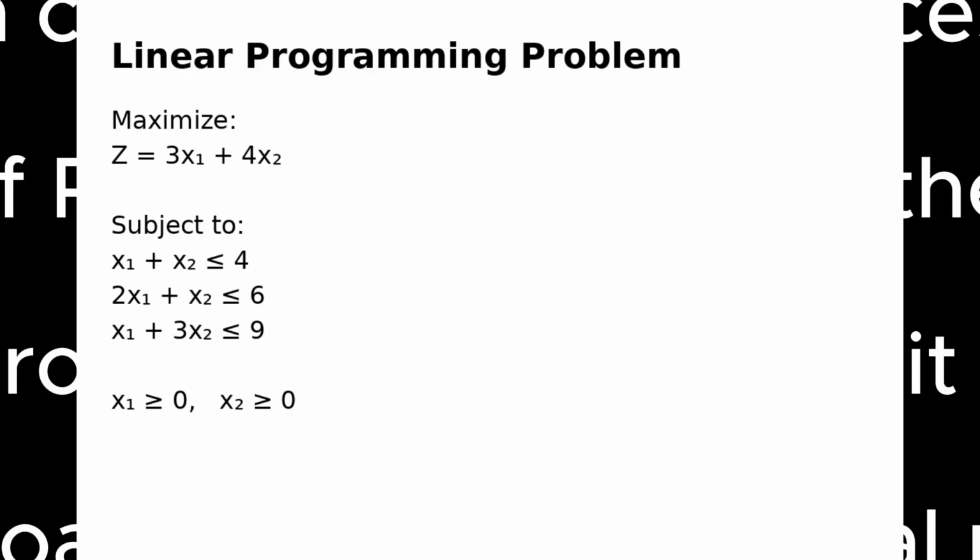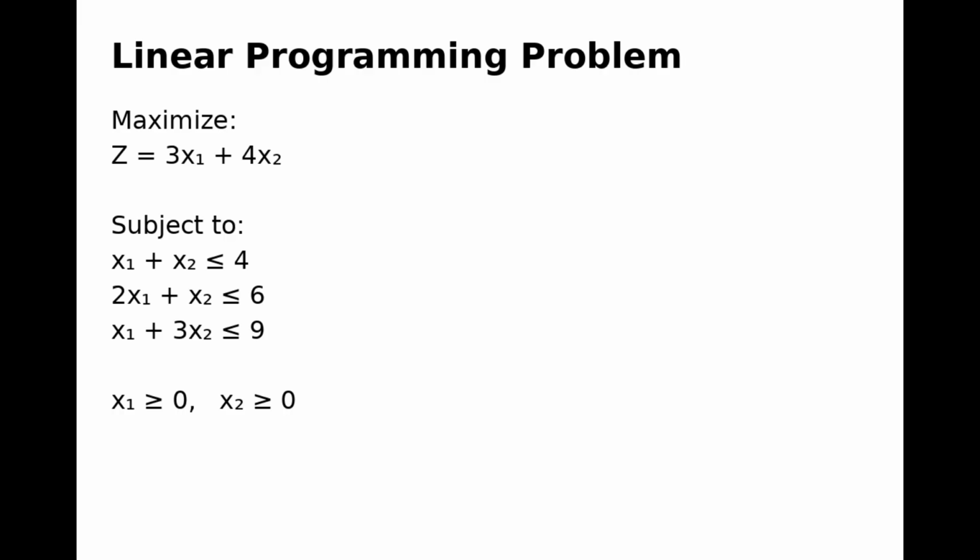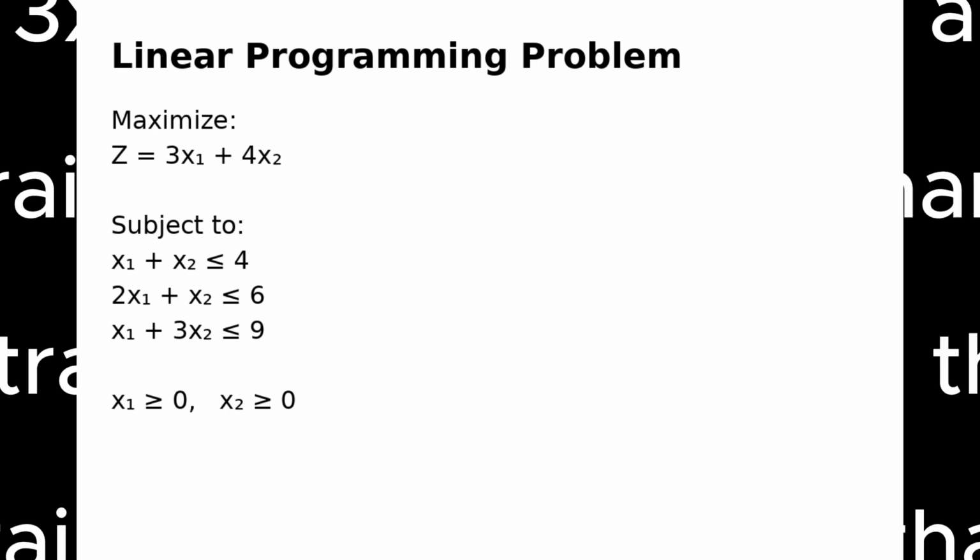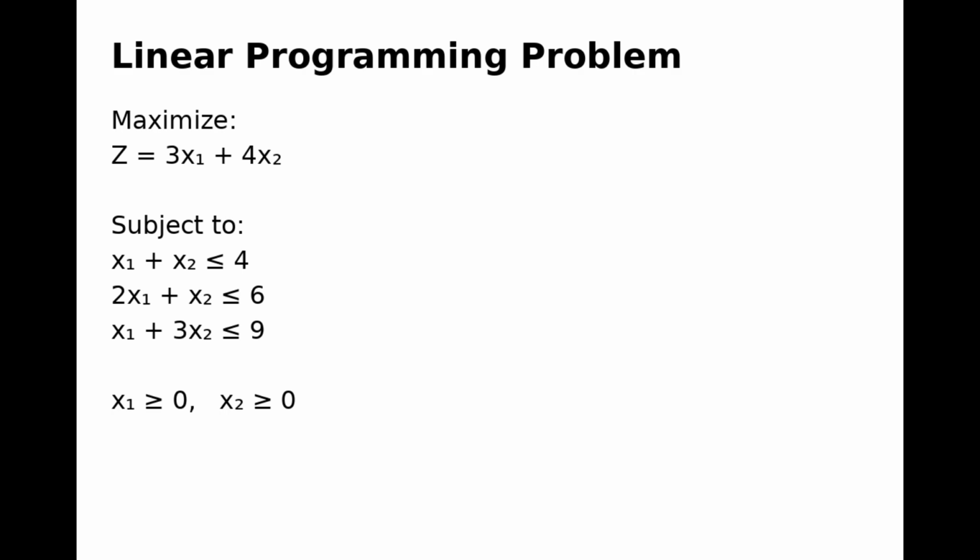Let's consider a company that produces two products. Let x1 be the number of units of product 1, and x2 be the number of units of product 2. Each unit of product 1 generates a profit of 3, and each unit of product 2 generates a profit of 4. Our goal is to maximize total profit. So the objective function is maximize z equals 3x1 plus 4x2.